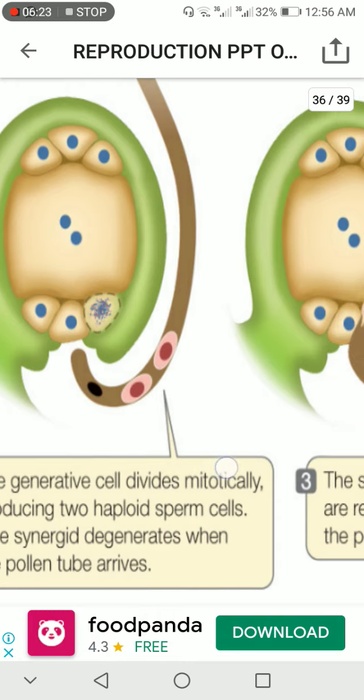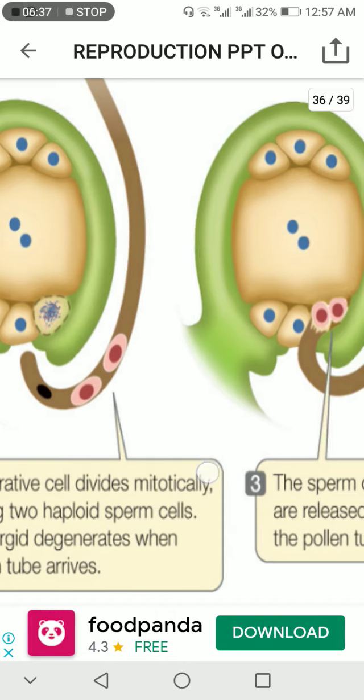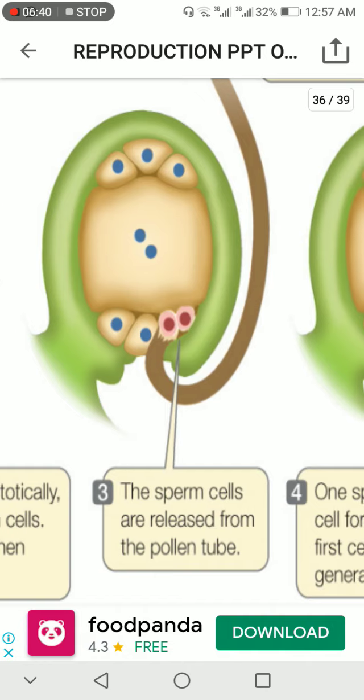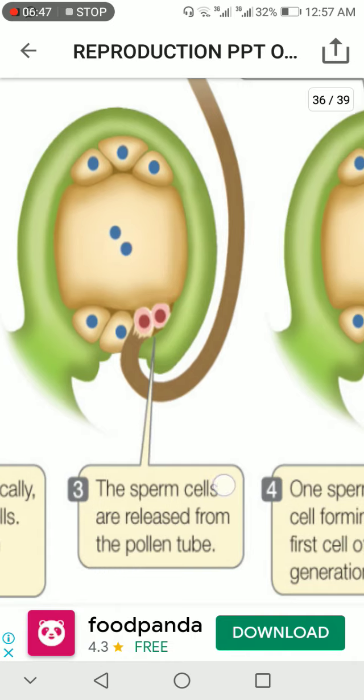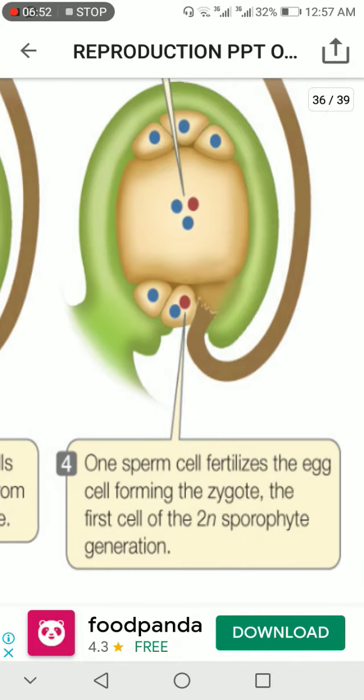You can see it reaches from the micropylar end and enters into the ovule. It is going to fertilize this egg embryo sac twice. You will see here two sperm nuclei are present. The sperm cells are released from the pollen tube. One sperm cell fertilizes the egg, forming the zygote and the first cell of the diploid sporophyte generation.